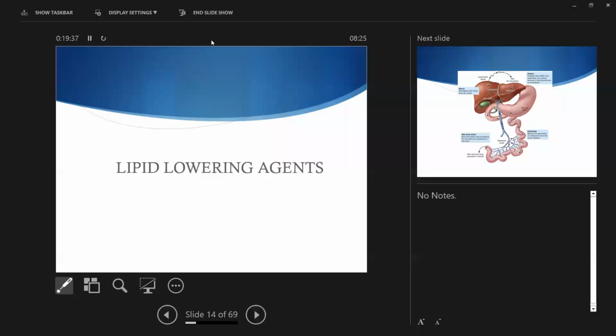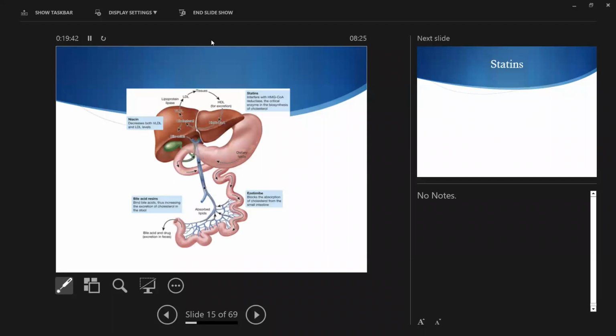So what are the lipid lowering agents available? This is a diagrammatic representation of the mechanism of action of different agents. Agents like the statins, ezetimibe, bile acid resins, niacins, and newer agents are also there. I will come to that.